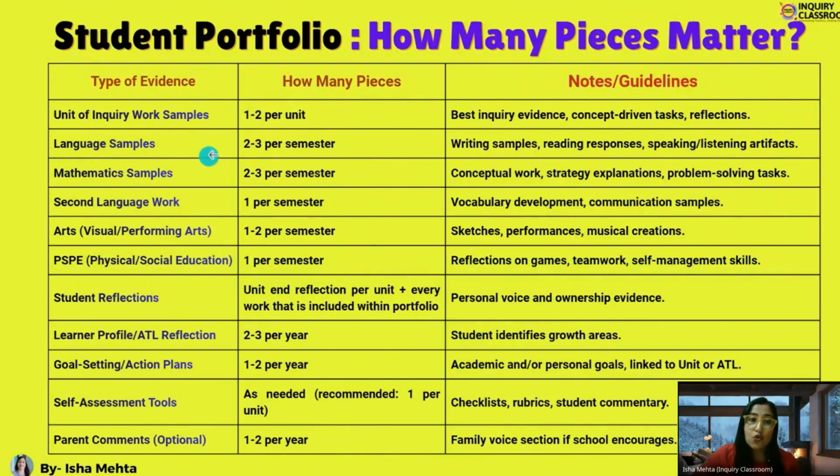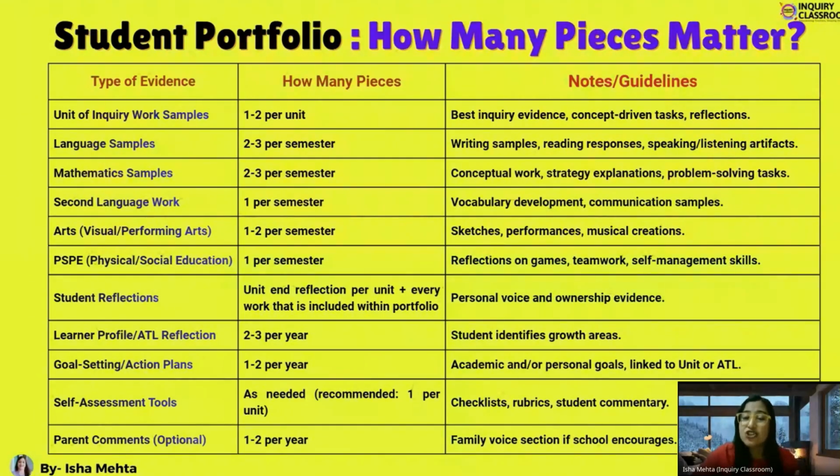If I talk about language, 2 to 3 pieces per semester will be a good number, because when it comes to language, English, your first language and additional language, there's a lot of scope. You can do a lot of it through the unit, but that does not mean you have to include everything in your portfolios. 2 to 3 pieces per semester will be a good thing. For the entire year, maybe 5 to 6 best pieces can go in portfolios. They can be writing samples, reading responses, reading reflections, reading strategies, speaking and listening reflections, and artifacts when it comes to e-portfolios.